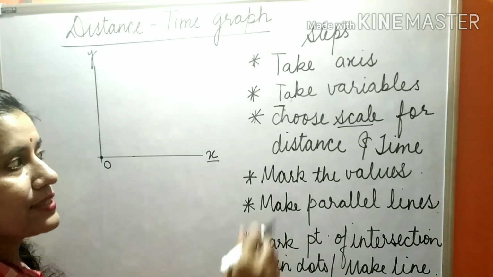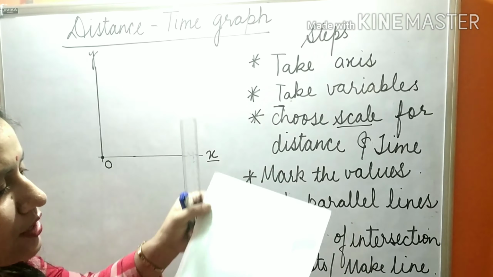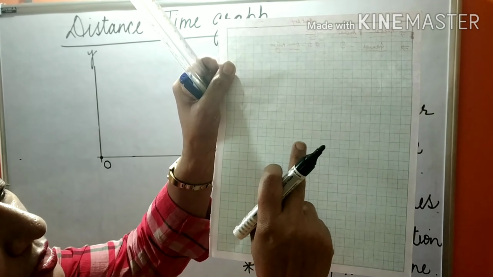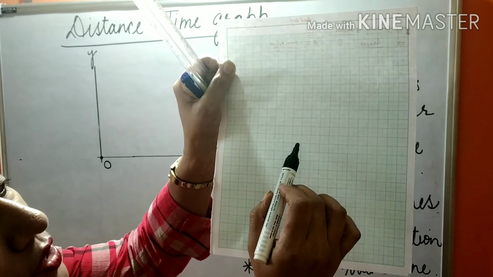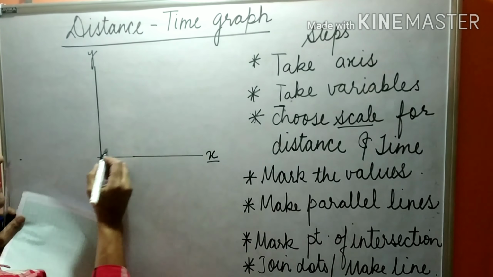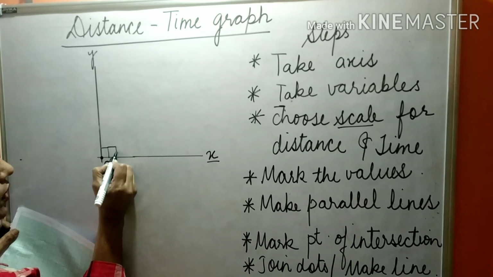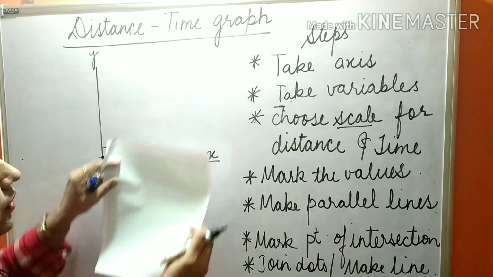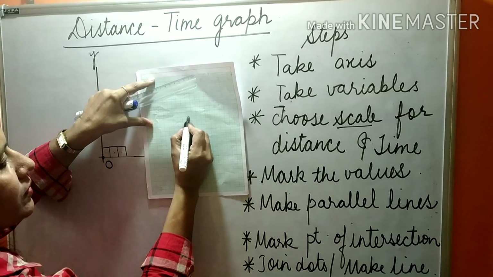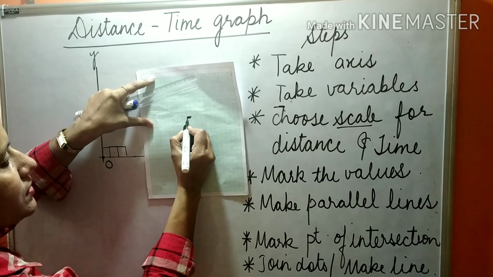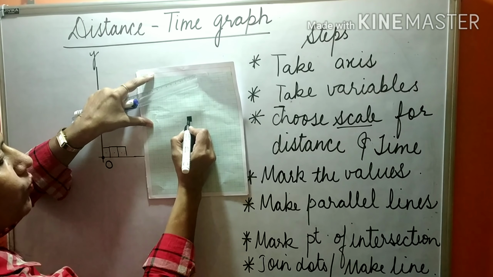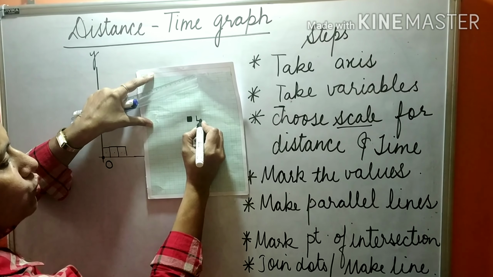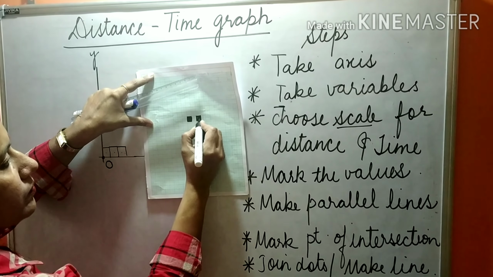Fine. Now next is choose a scale. If you see this graph paper, you can easily see that there are boxes and each box is similar. Means this is one box, this is one box, this is one box and all the boxes are similar. Suppose if I color one box, this box is exactly similar to this box.